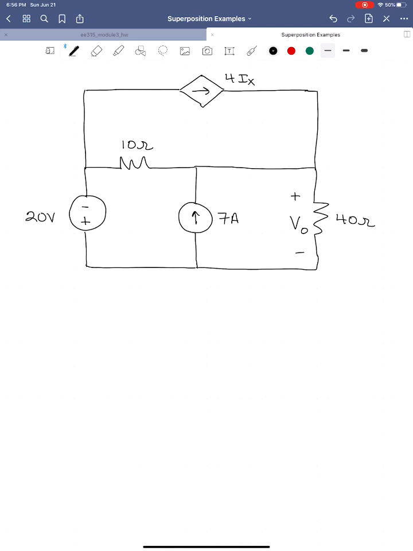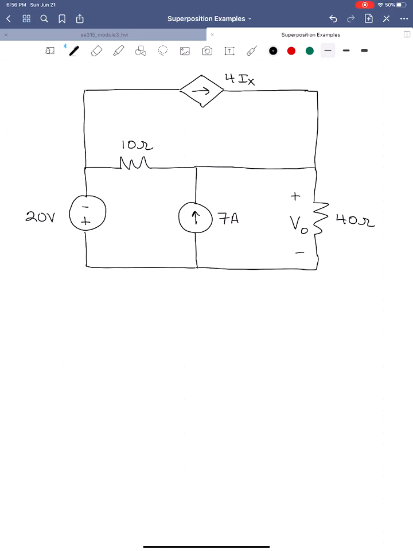So this is the first of two examples that we're going to do for superposition. Notice here that we have a dependent source in the circuit. If we remember the steps for doing superposition, we can only turn off independent sources. So when we have a dependent source in the circuit, we just have to let it be as it is. We're not going to turn it off. We're just going to live with it each time we turn off an independent source.